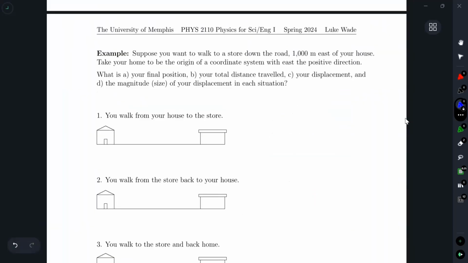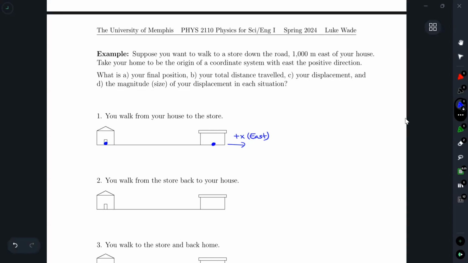Let's do an example. Suppose you want to walk to a store 1,000 meters east of your house. We want to take your house to be the origin of a coordinate system and east the positive direction. So we're going to say this is your positive x direction, east. This is the store. And we want to know in each of these three cases what your final position is, the total distance you travel, your displacement, and the size of your displacement. We'll see what that distinction between part C and D is in a minute.